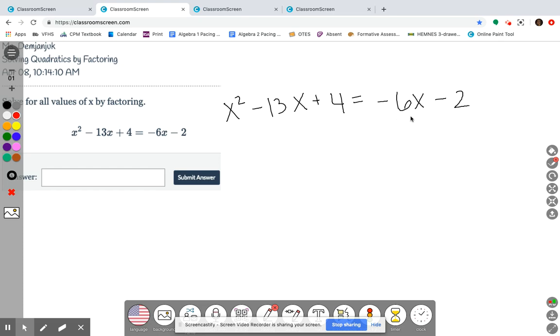So I'm going to start by doing this in one step. If this is a negative 6x, to get it to the other side, I need to add 6x. I'm going to make sure I am adding it underneath the x terms, combining like terms. And if this is a negative 2, I need to add 2 to get it to the other side, making sure to place it underneath the other constant of 4.